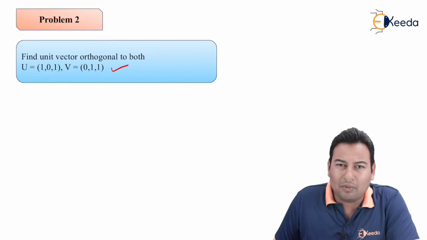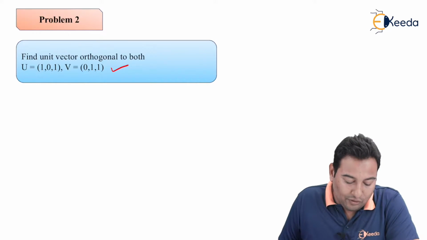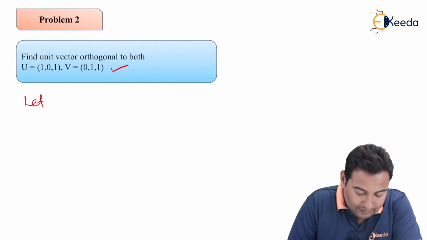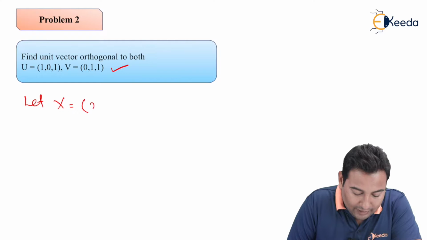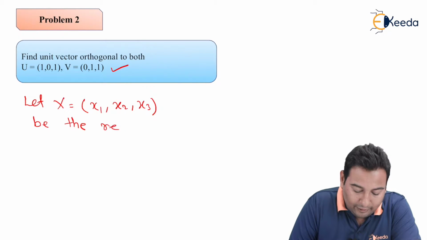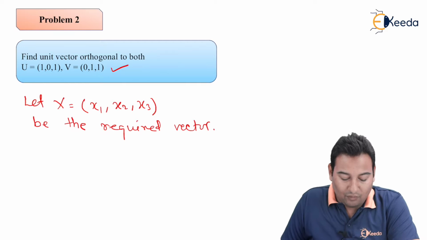Same problem as problem number 1. We need to find the unit vector which is orthogonal to both. First of all, we need to find the vector. Let x be the vector, that is x1, x2 and x3, be the required vector. We need to find a vector which is orthogonal to both.